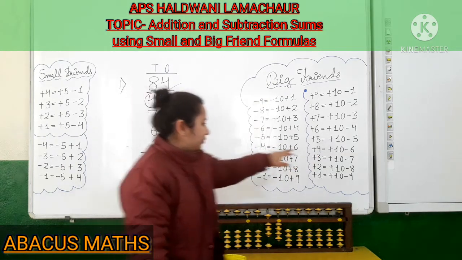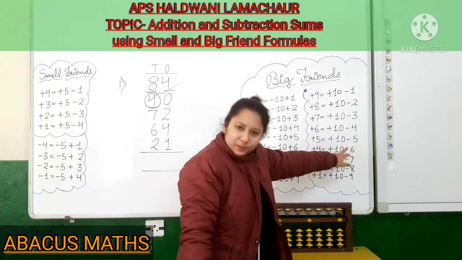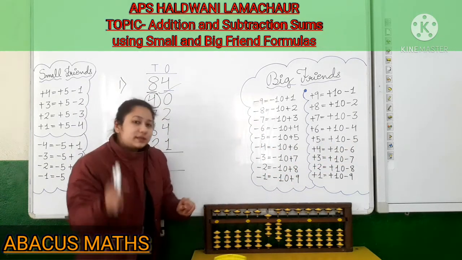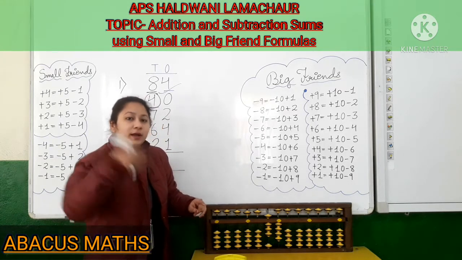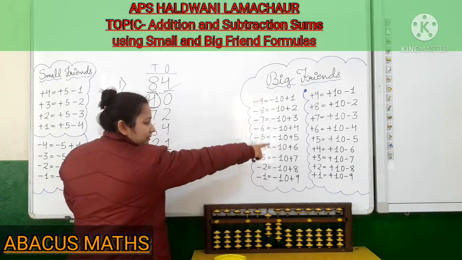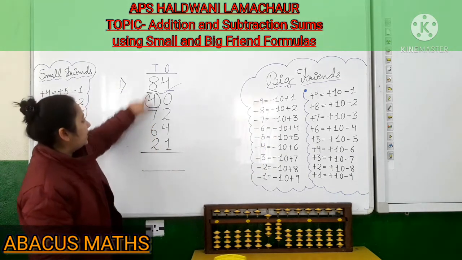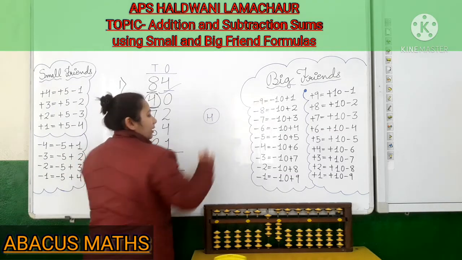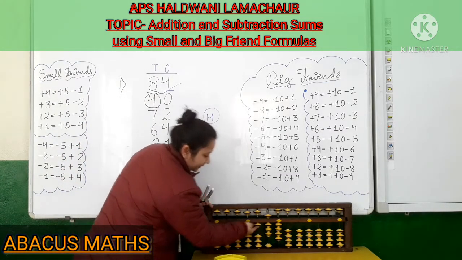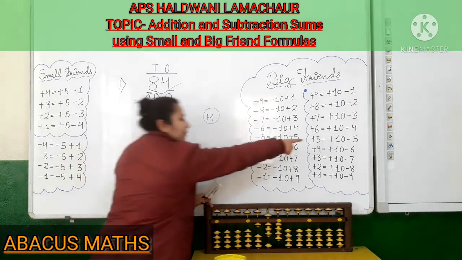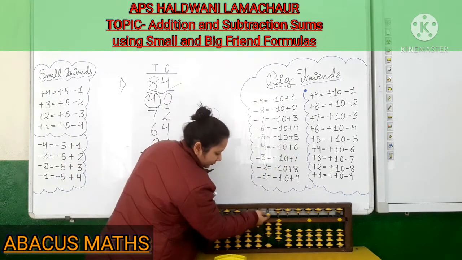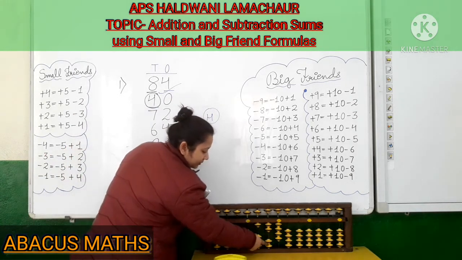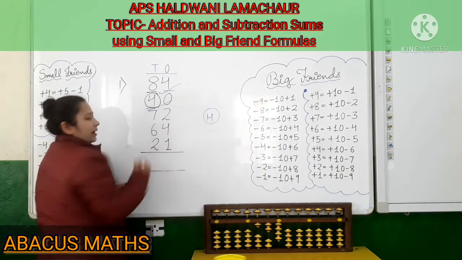See, for adding 4, what is the big friend? Plus 10 minus 6. Now, plus 10, I have told you that you will do plus 10 always in one rod up. Now, for plus 10 minus 6, see 4 you have to add in 10 slot. So, 10 you will add in 100 slot. Plus 10. And minus 6 from the same rod. 5, 6. Plus 10 minus 6 and your 4 is added.